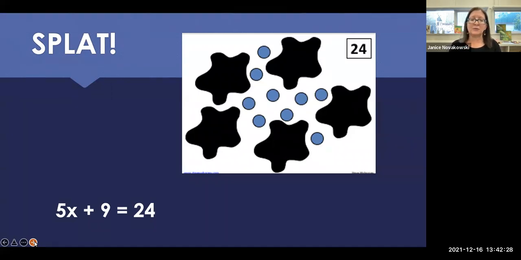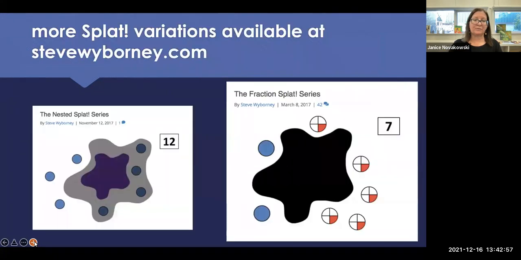Here's an example of a multiple splat. So we know that total quantity is 24. The constant, we know that there's 9 blue dots outside of the splats. The coefficient is 5 because we see that there's 5 splats, but we don't know how many are in each splat. So that's the unknown or the variable. So again, having students write an equation that represents the splat is another extension for doing splat with our older students.